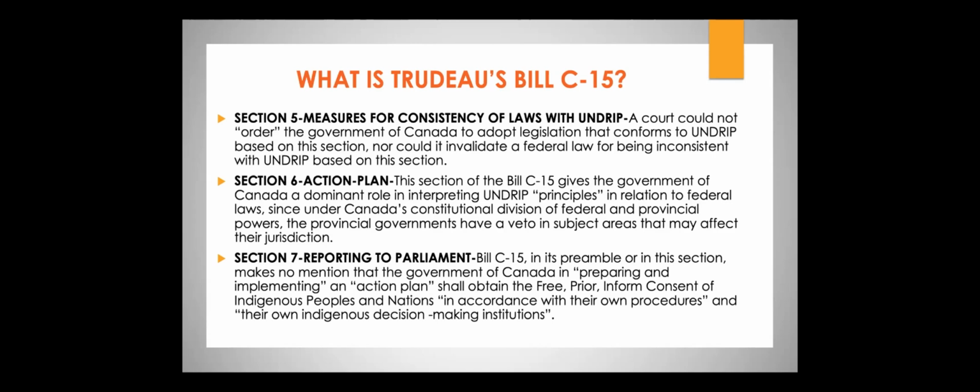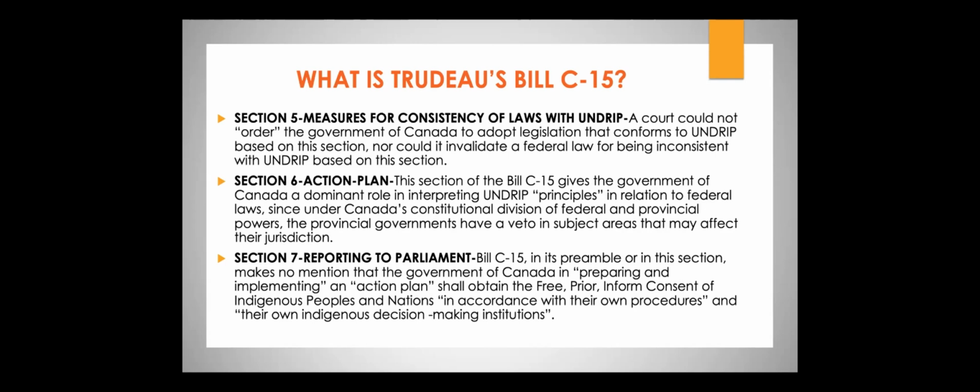Section 6, the action plan. This section of Bill C-15 gives the government of Canada a dominant role in interpreting the UN, what they call principles instead of standards, in relation to federal laws, since under Canada's constitutional division of federal and provincial powers, the provincial governments have a veto in subject areas that affect their jurisdiction, like over lands and resources, for example.